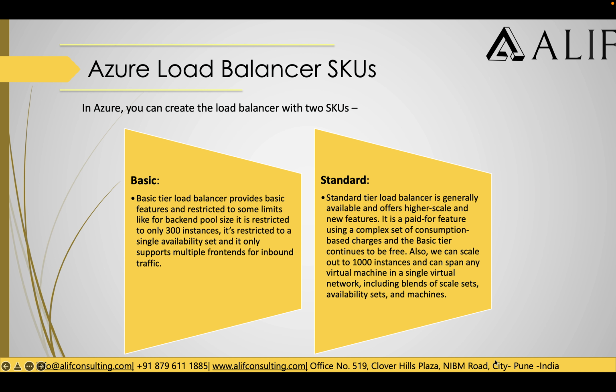Now as I told earlier, we have two kinds of SKUs for load balancer. So there are a few differences between both. With the basic, we can have 300 instances, but with the standard, we can have 1000 instances running in the backend. Basic can only support the VMs which are in an availability set. So if your VM is in an availability set, then only you can put those VMs in the backend pool in the basic.